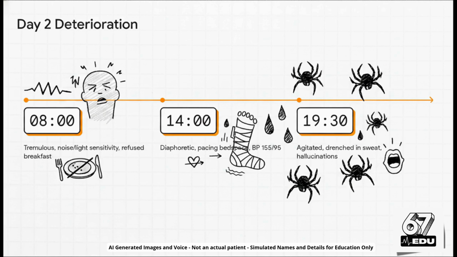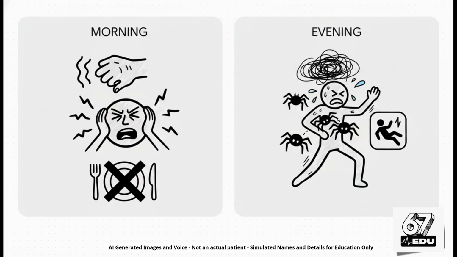Fast forward to 2 p.m. The intensity is really building now. He's diaphoretic, pacing his bed space, which, remember, he's a non-weight-bearing ankle, with a fine tremor and a spiked blood pressure of 155/95. Then, by 7:30 p.m., it culminates into full-blown delirium. He's severely agitated, trying to climb out of bed, completely drenched in sweat, and actively shouting at visual hallucinations, literally shouting at spiders.